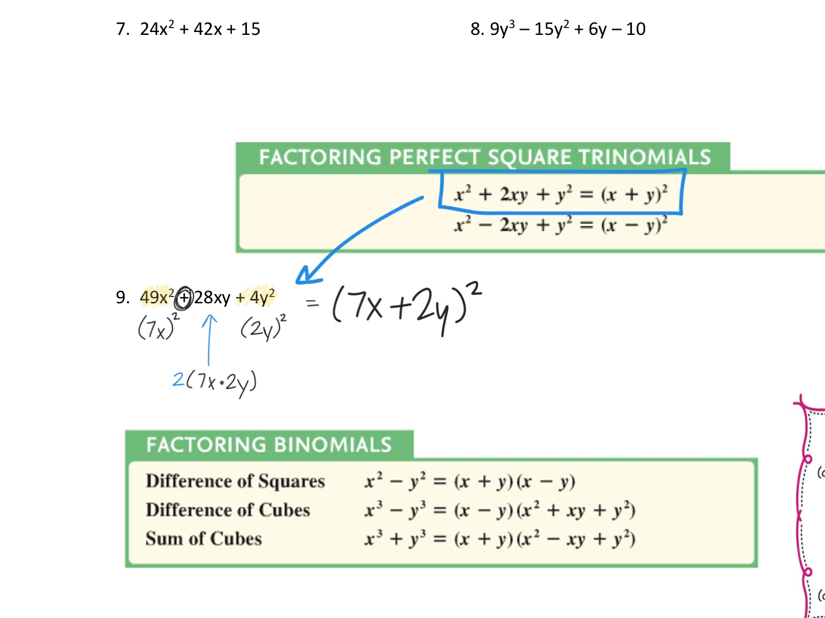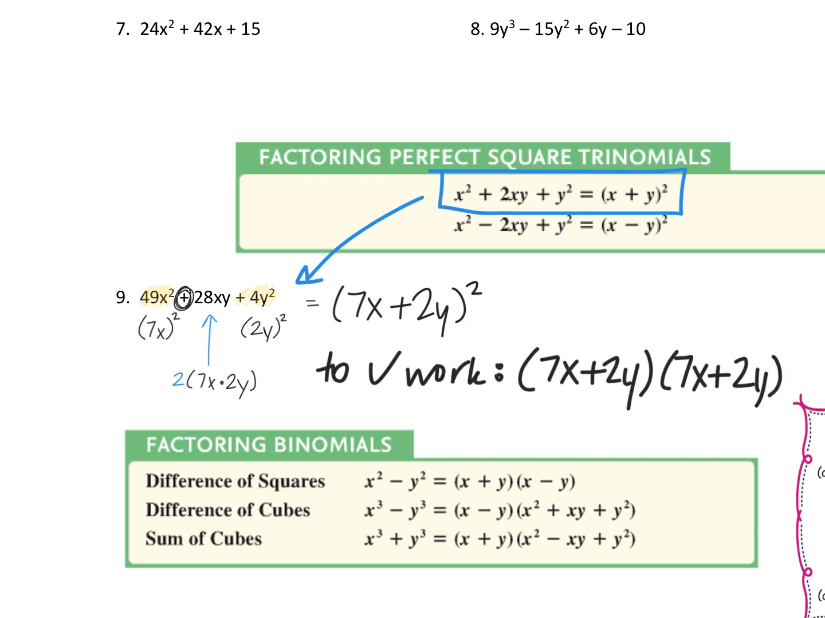If you are kind of sure but not quite sure, you could always check your work. Can you talk to your table? How do you check your work? Yeah, if you multiply this back out. So if I want to check my work, I do this, right? I would say, okay, I think the factors are 7x plus 2y squared, so that means there's 2 of them, and I would just then have to FOIL it back out and see, does it match my original?